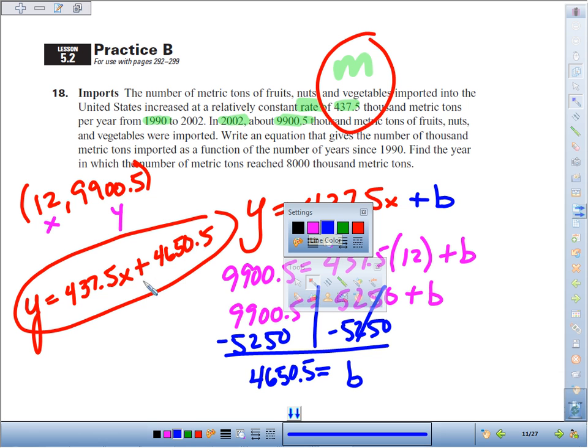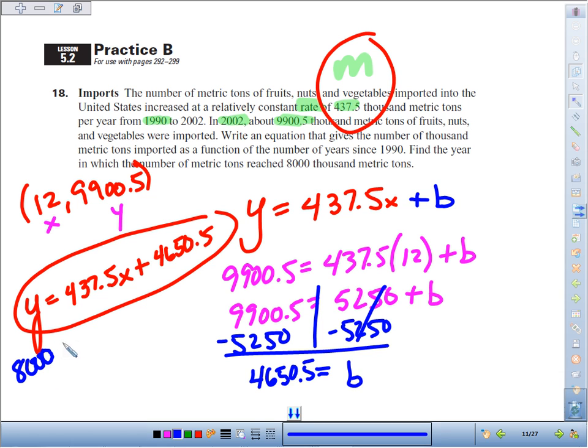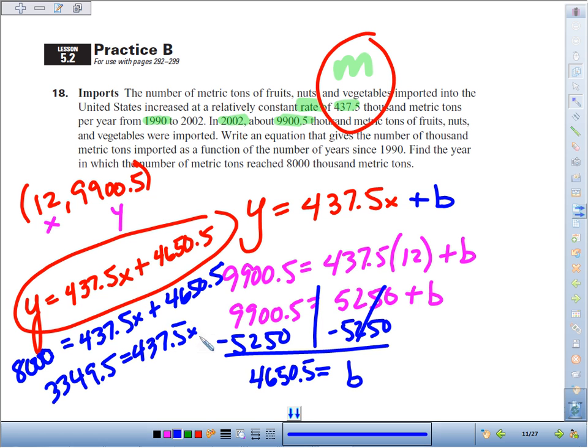So we want to know, when do we hit 8,000? We don't plug in 8,000 for x. We're going to substitute 8,000 for y, and then solve this equation, 8,000 equals 437.5x plus 4650.5. Of course, your first step would be to subtract 4650.5 from both sides, and you'd end up getting 3349.5 equals 437.5x. And of course, to get rid of that multiplication, you're going to divide by 437.5, and you end up getting x equals 7.656.